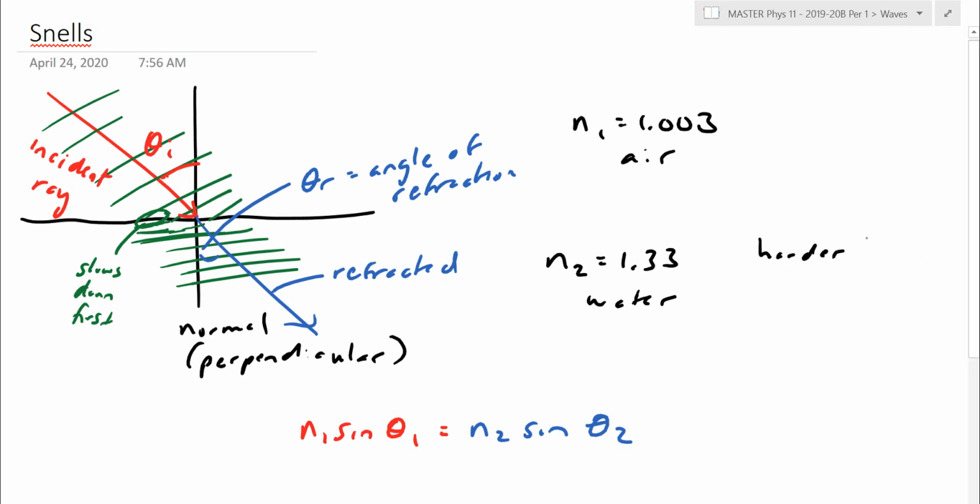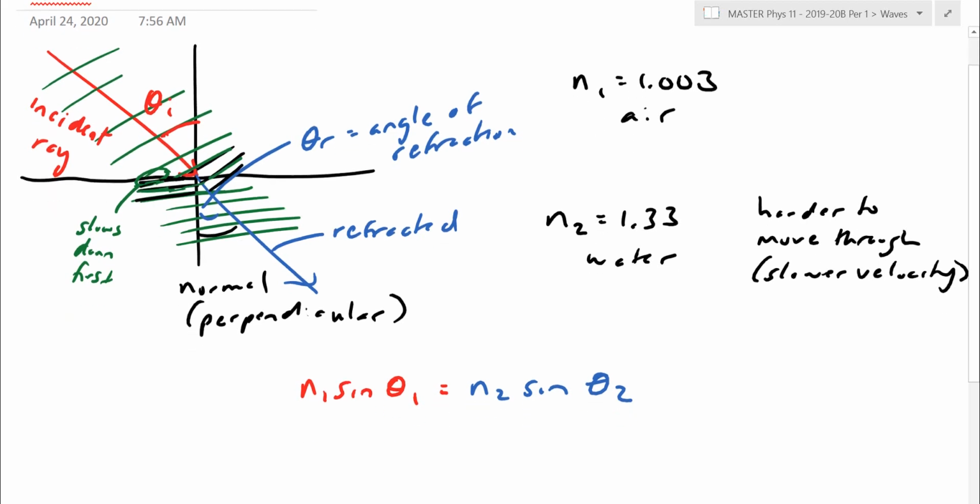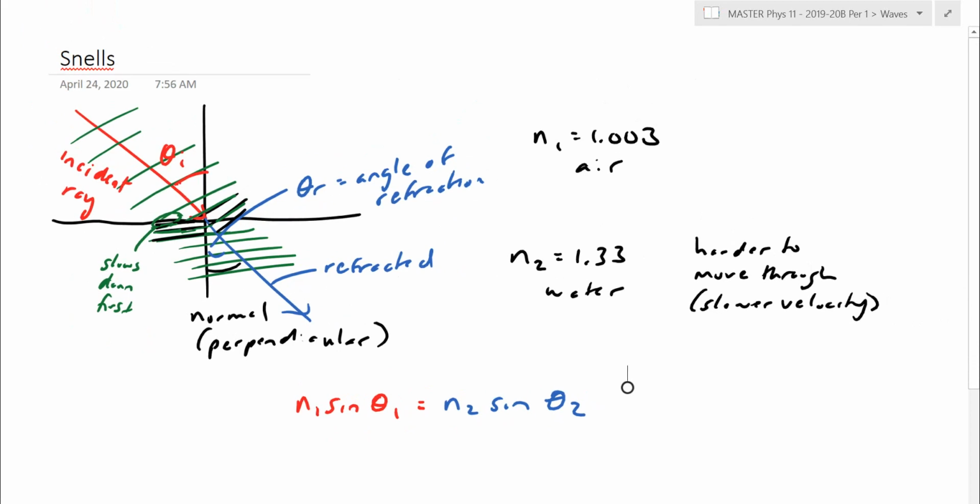So harder to move through water, okay? So harder to move through, we indicate it's a slower velocity. And we saw in the simulation here, if one side actually happens to slow down first, while the other part doesn't know yet, slows down, doesn't know yet, slows down, doesn't know yet, we're going to actually end up bending towards the normal. So anytime we go from easy to hard, we're actually going to bend towards the normal.